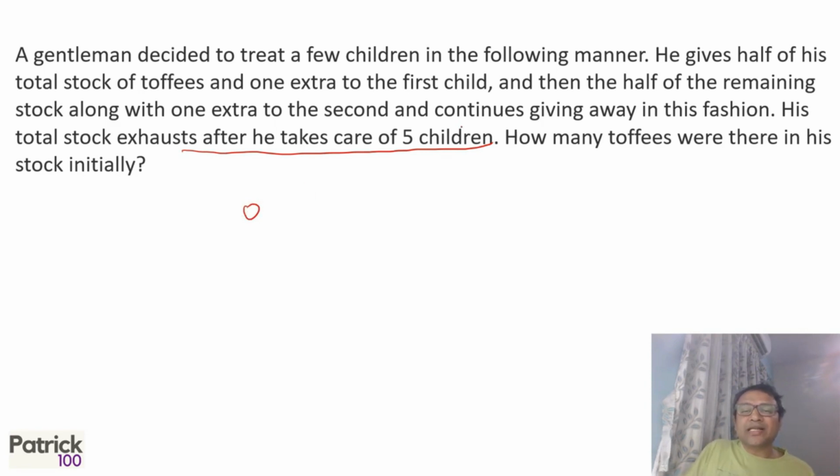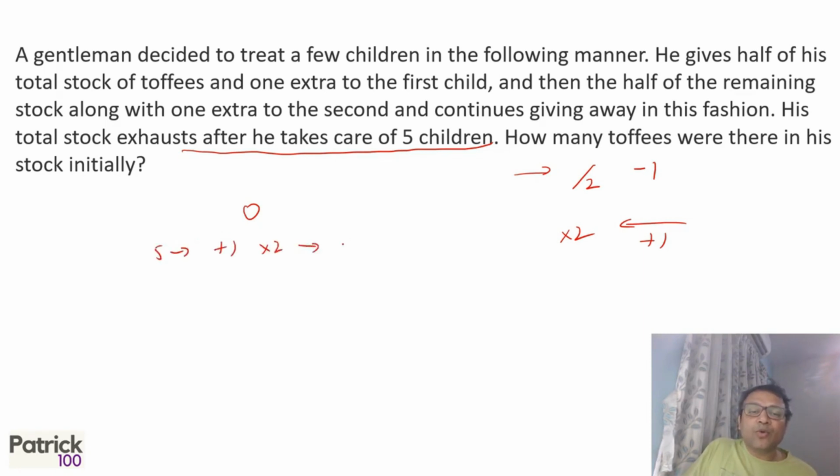So normally this is a reverse calculation. When you go forward, what do you do? We divide by 2 and then we subtract 1 because we give away 1 chocolate. When you go reverse, we add 1 and then multiply by 2. That means for the last person, the 5th person, we add 1 and multiply by 2, we have 2 chocolates before the 5th one.